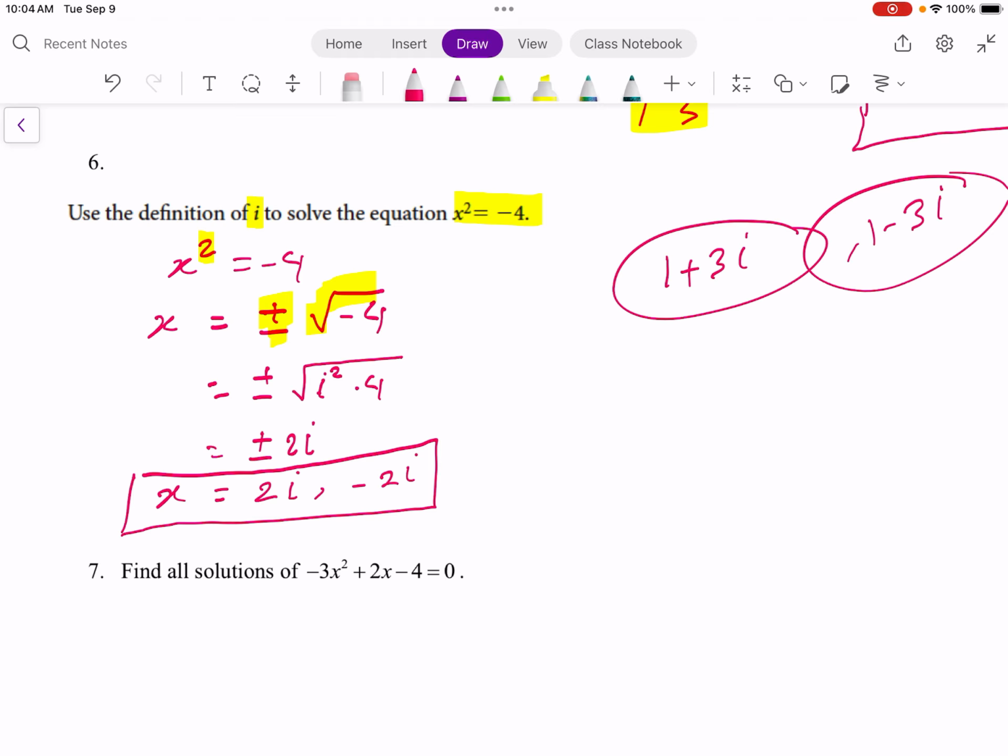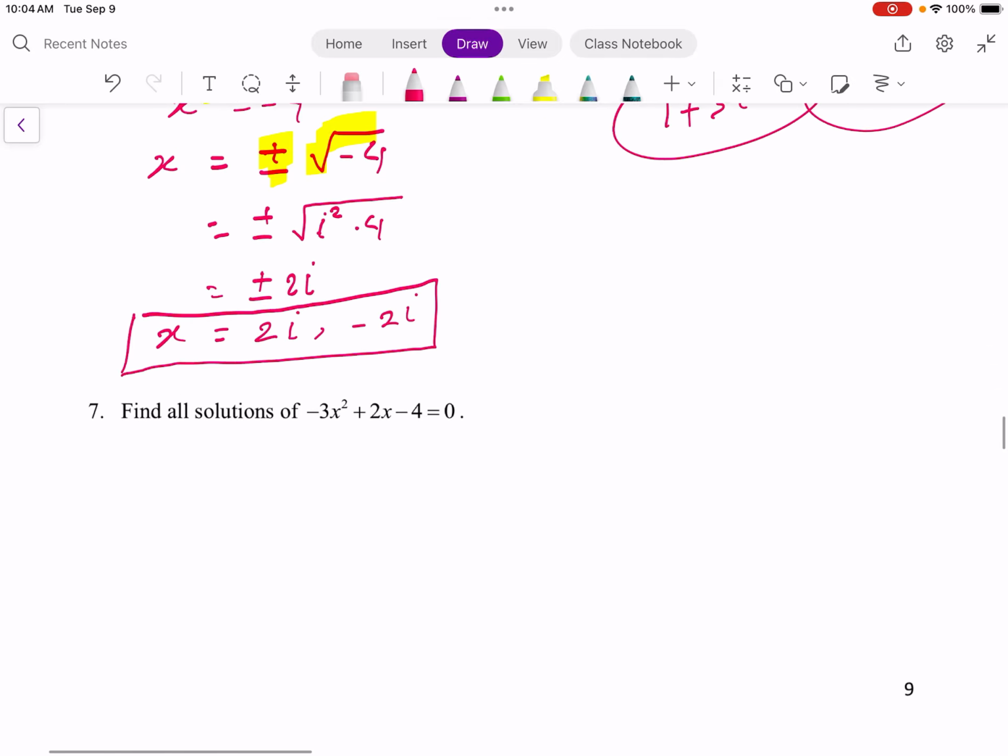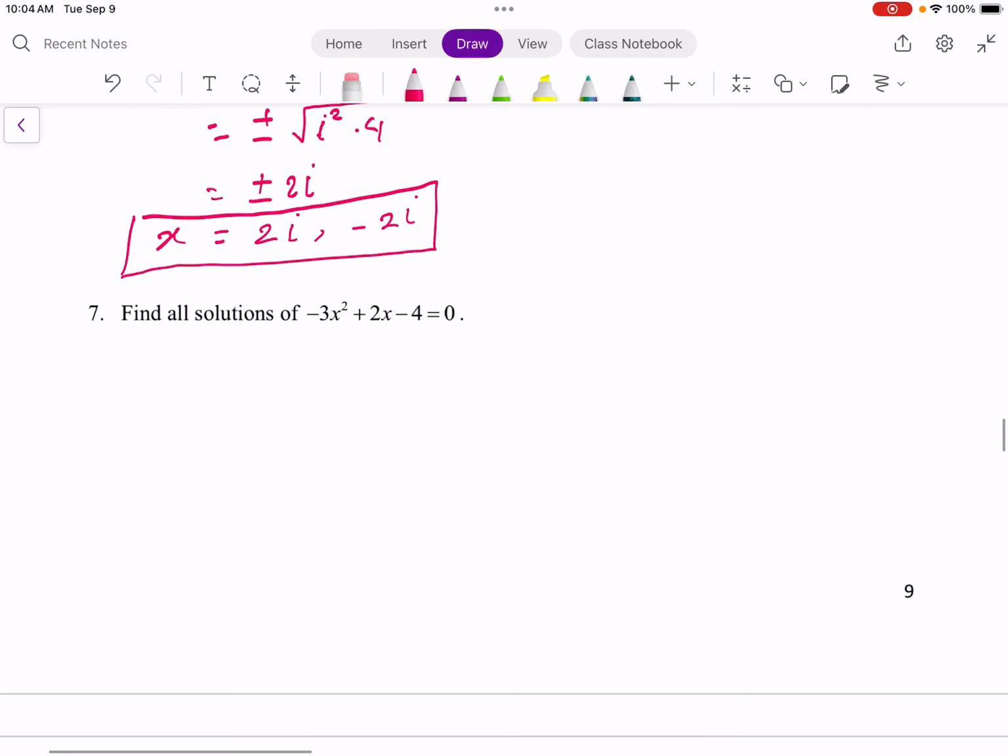It's always a solution. Okay, now let's go to number 7. Here we still have a quadratic equation, and we don't have a specific method. You are allowed to use the squaring method, completing the square, factorization, or the quadratic formula. If you do not have a specific method, then just use the quadratic formula. That should be the easier one, right?